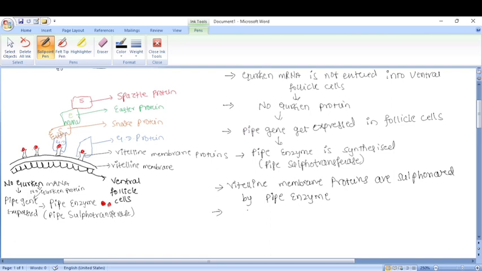Later, the sulfonated vitelline membrane proteins will bind to another protein that is called the GD protein, gastrulation defective protein.